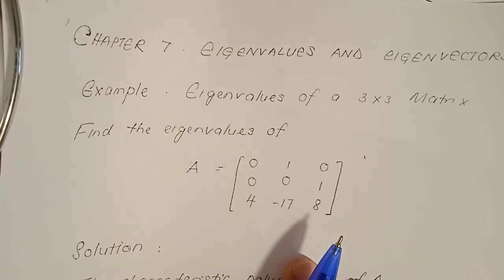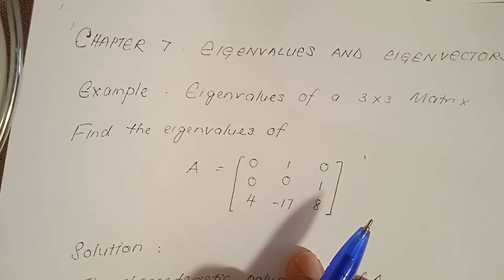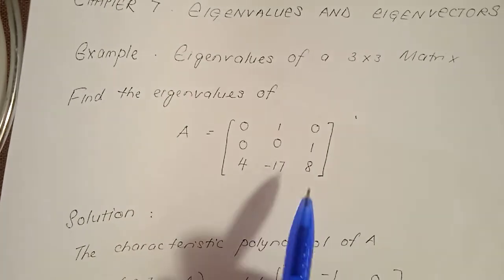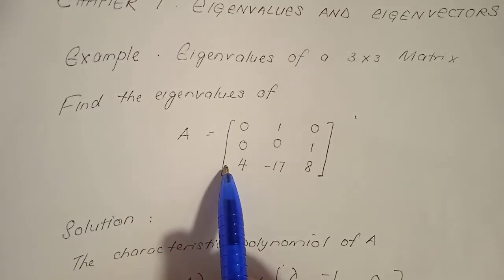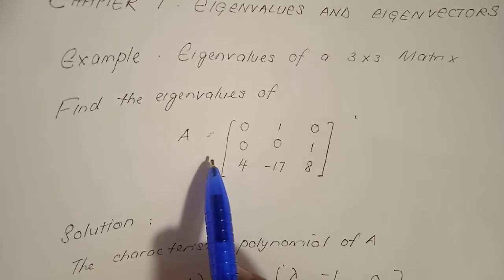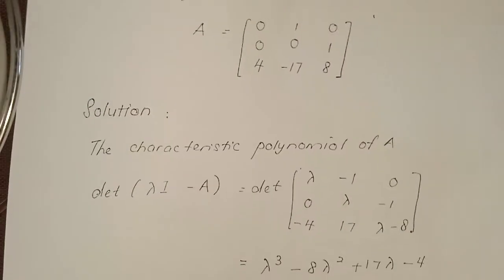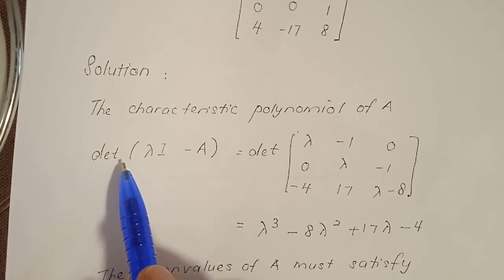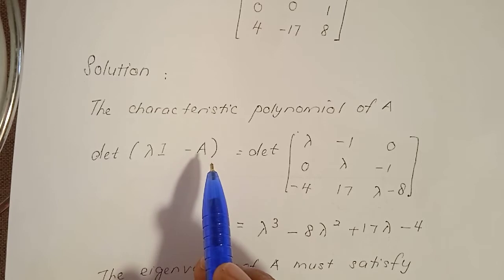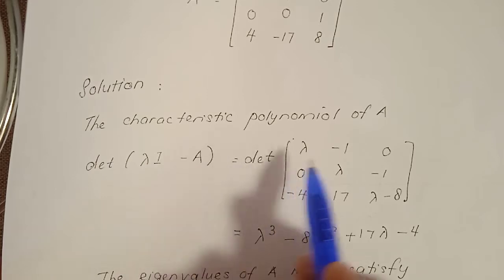Okay, now we look at examples of how to find eigenvalues of a 3 times 3 matrix. Given an example of a 3 times 3 matrix like this, find the eigenvalues for matrix A. First we need to form the characteristic polynomial of A by using this equation, the determinant of lambda identity minus A. So we form lambda identity minus A.